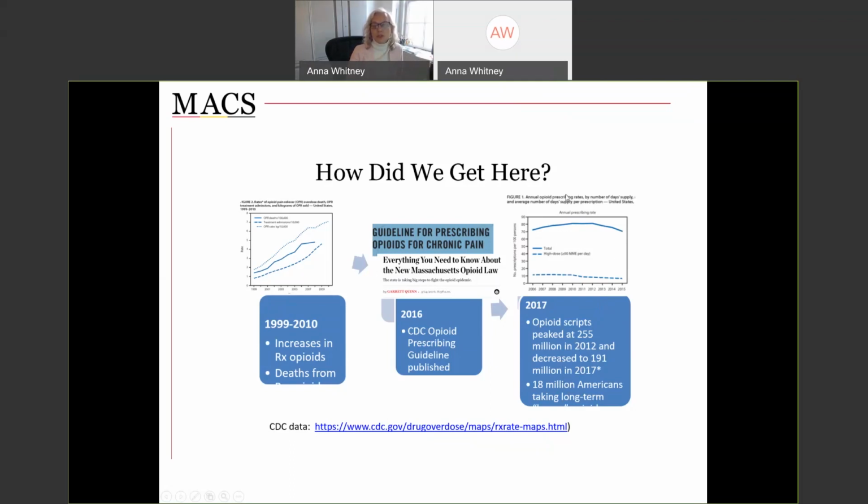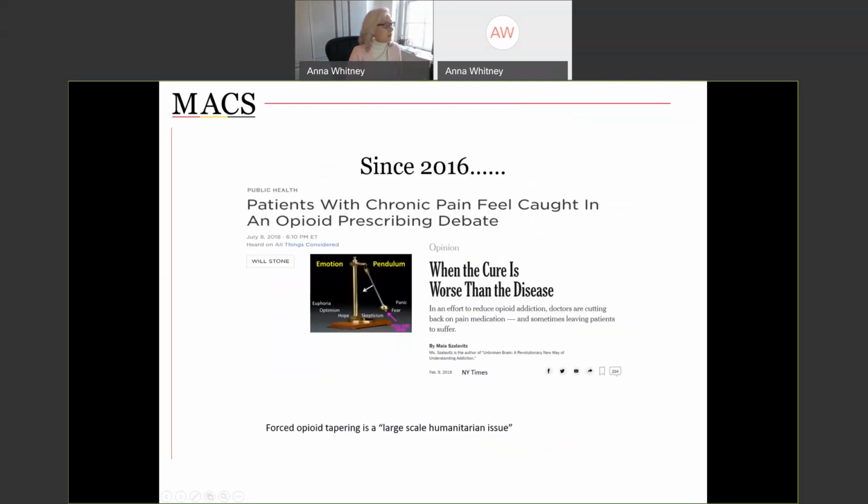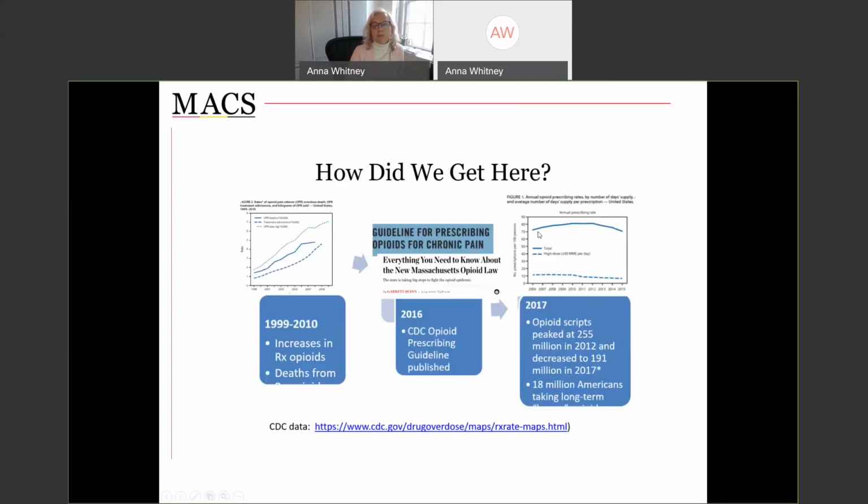And if you look at this chart up here, again from the CDC, you will see that the annual prescribing rate has really dropped, especially in that high dose, which was considered to be greater than or equal to 90 morphine milligram equivalents per day. But we still have this legacy population of about 18 million Americans that are taking long-term opioids for chronic non-cancer pain.